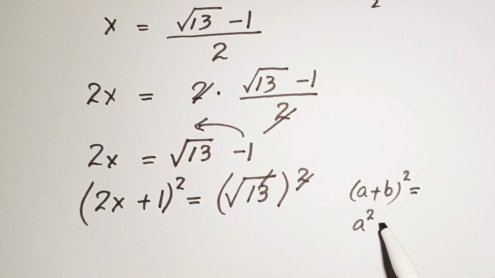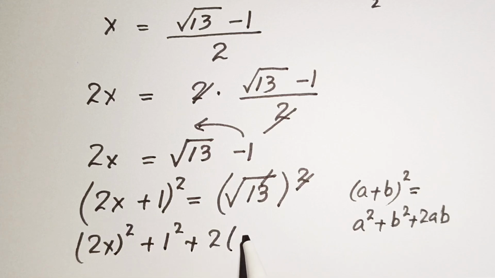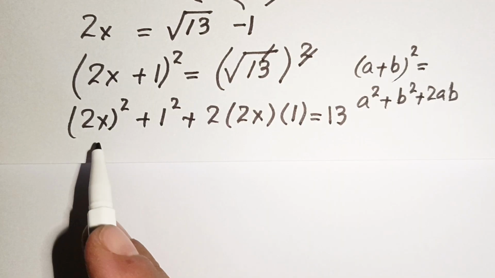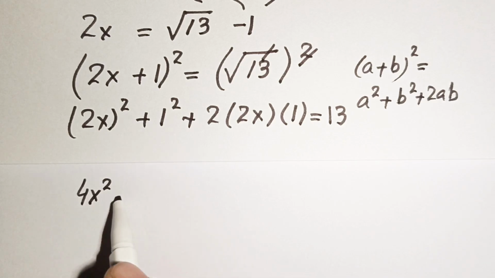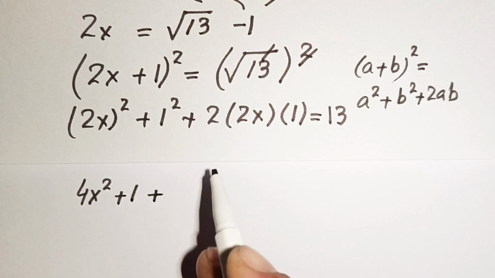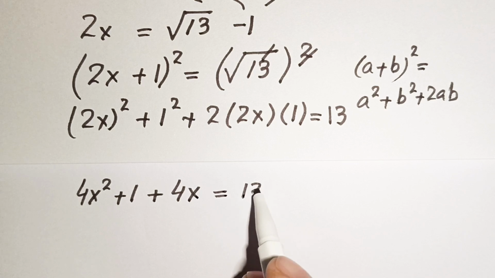It is equal to a squared plus b squared plus 2 times a times b. So now here we have 2x whole squared plus 1 squared plus 2 times a times b, where a is 2x and b is 1, that is equal to, here we get only 13. Now 2x whole squared is 4x squared, plus 1 squared is 1, plus 2 times 2 is 4 times x, and here we have 13.